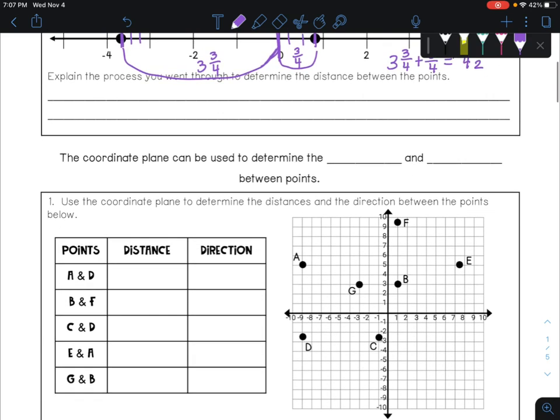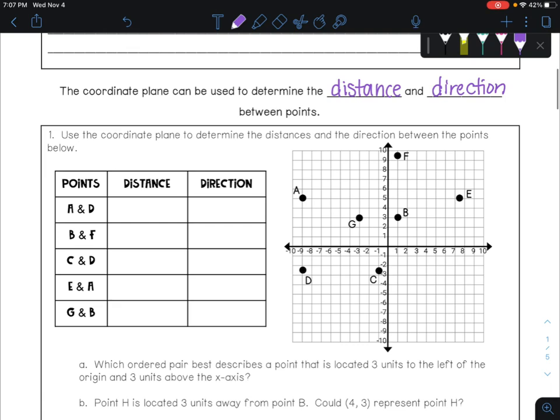Okay? So the coordinate plane can be used to determine the distance and the direction between points. What that means is, on the coordinate plane, you can imagine sort of like the number line. It's just a little bit more complicated because you have the up and down and the left and right. You have vertical and horizontal. All right? So that's what we mean by the direction, is the vertical or horizontal.